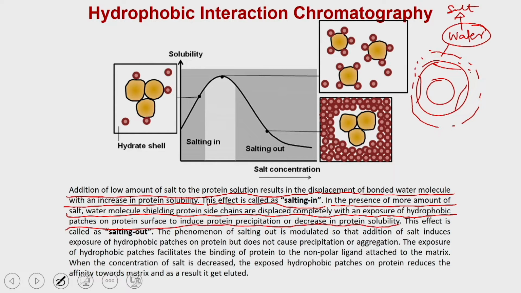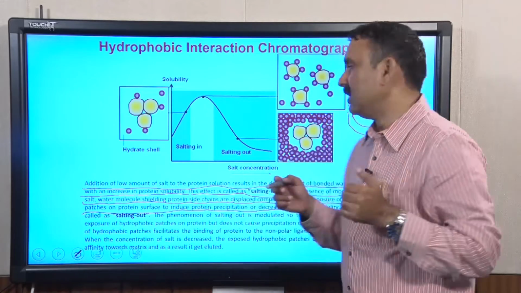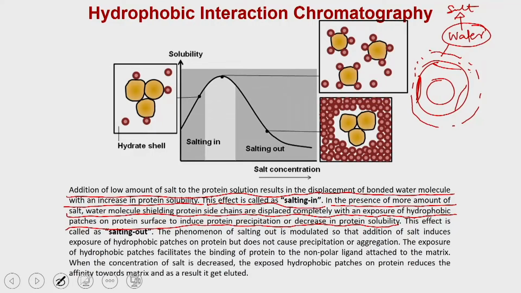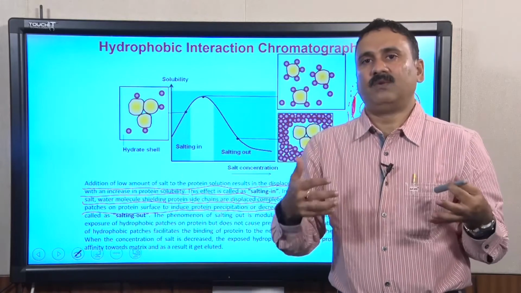So, the solubility of the protein is going to increase as long as you are not removing the hydration shell which is protecting the hydrophobic patches. Once you remove the water and expose these hydrophobic patches, the hydrophobic patches present on one protein are going to interact with the neighboring protein, and that is how it will induce either the precipitation or the aggregation of these proteins.